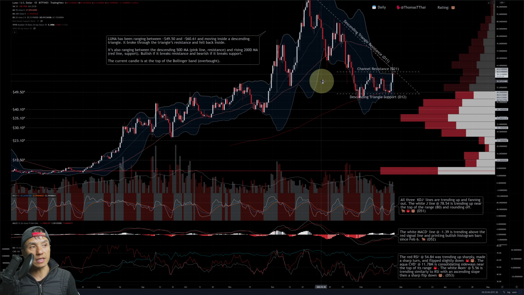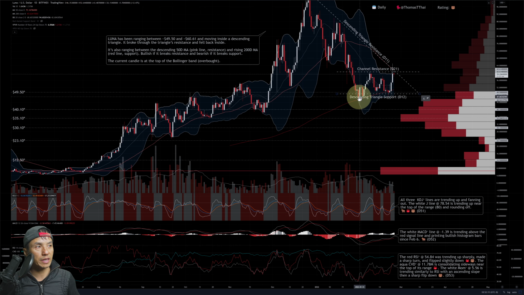What's also interesting is the 50-day moving average, which is this pink line right here. Ever since Luna dropped below that line, it's been ranging between the 200-day moving average and the 50-day moving average. When it bounced up against the horizontal resistance line and the descending triangle resistance line, that's also the area where the 50-day moving average is. It bounced against there and dropped back down, so it's being squeezed between these two moving averages.